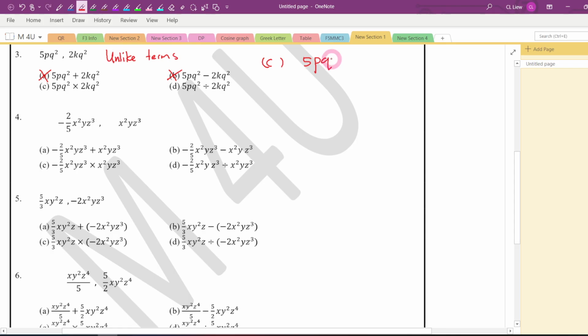5pq squared times 2kq squared. So 5 times 2, you will get 10. And p times k, we cannot do anything. Oh, sorry. P times k, k times p, okay, kp. Q squared times q squared, you will get q power 4. Okay, so how about the division.